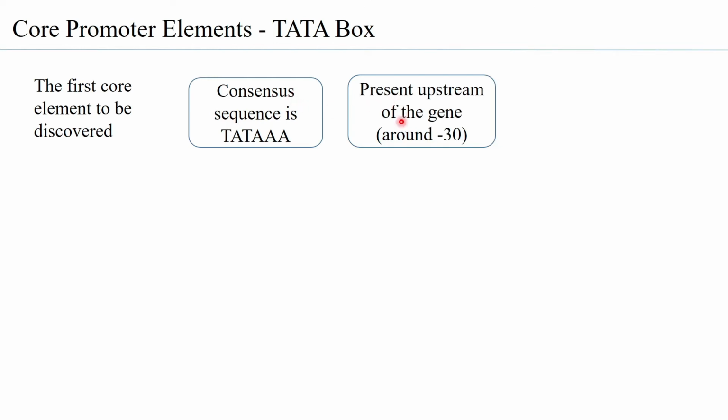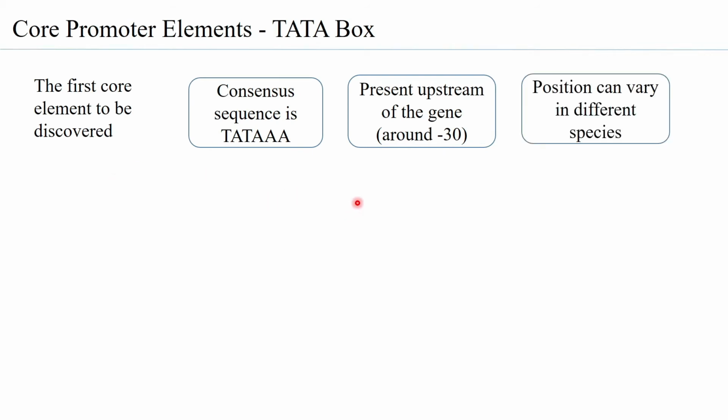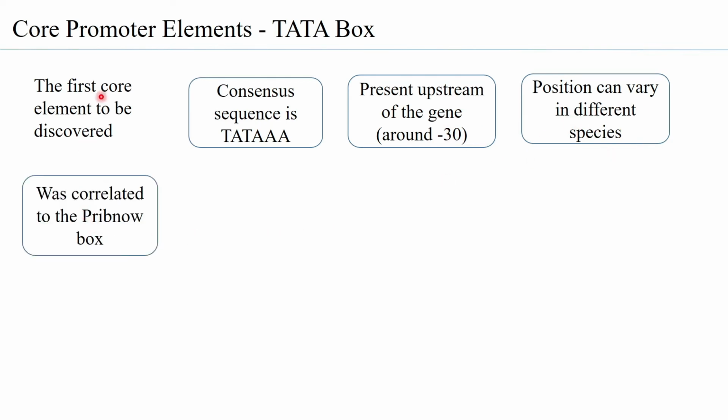It is present upstream of the gene at around -30, as we just observed, -31 to -26. The position can vary in different species, so we say it is around -30 because the position in different species can vary. It has been correlated to the Pribnow box, which is a TATA box present in the prokaryotic system. Note that the Pribnow box has a consensus sequence of TATAAT, and this consensus sequence in the eukaryotes is TATAAA. So there is a lot of resemblance between the two.